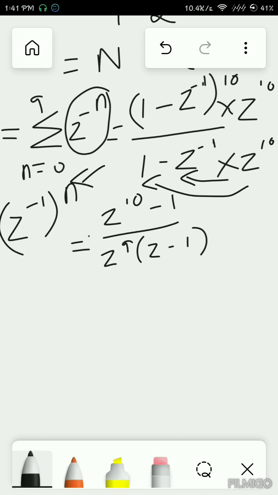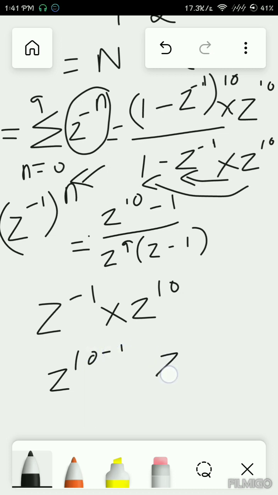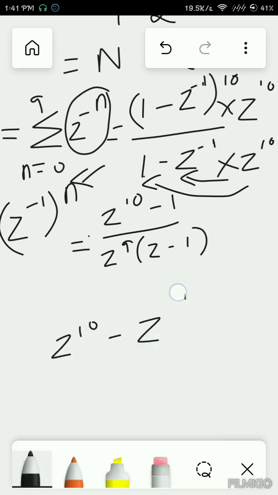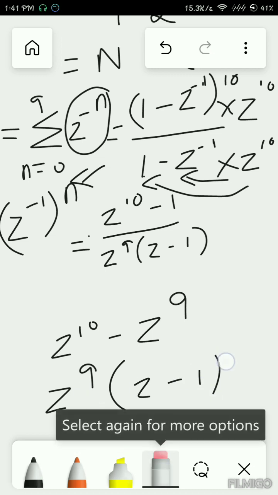Therefore, if you multiply z to the power of minus 1 into z to the power of 10, you use a to the power of m into a to the power of n is equal to a to the power of m plus n. So that gives you z to the power of 9. Here it becomes z to the power of 10 itself. In the denominator you get z to the power of 10 minus z to the power of 9. You can write it as z to the power of 9 into z minus 1. This is what you get in the denominator.